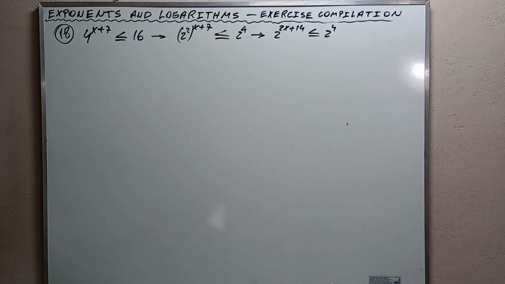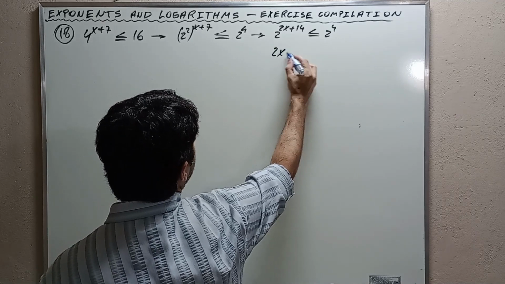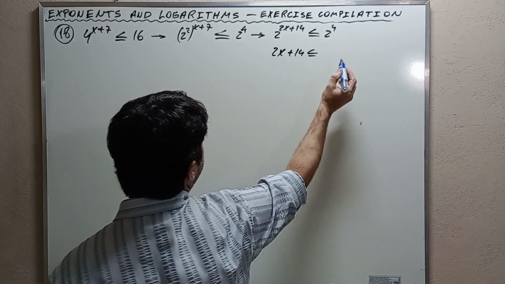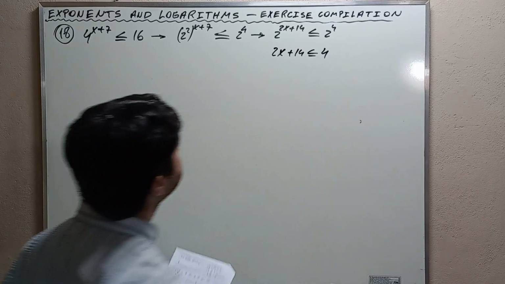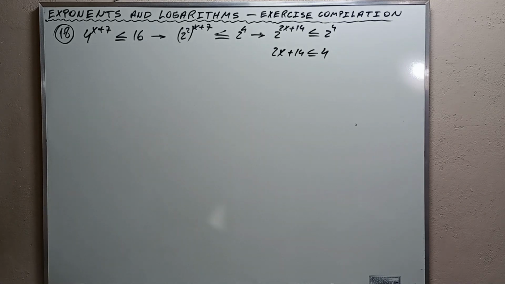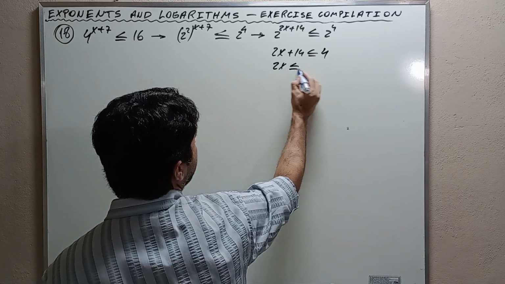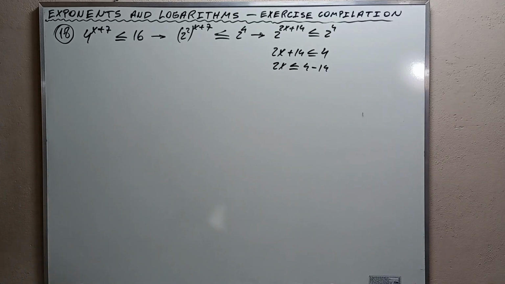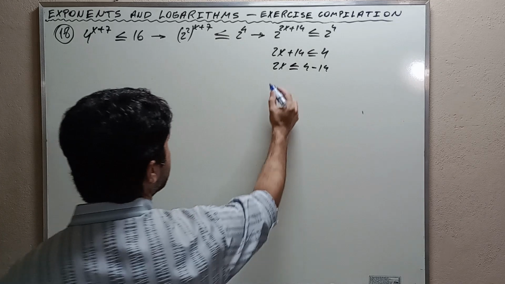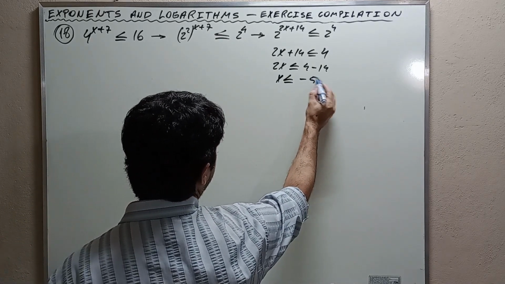And this holds true if and only if 2x plus 14 is less than or equal to 4. Okay? We pass 14 to the other side. And ultimately we find that x has to be less than or equal to negative 5.